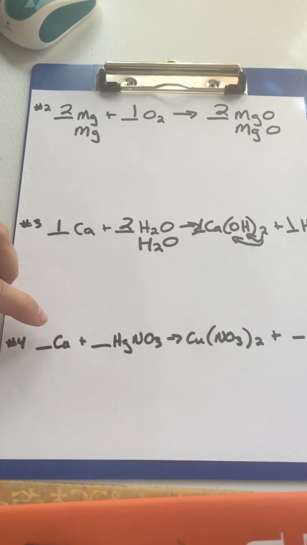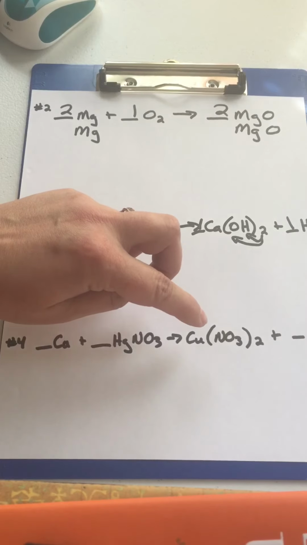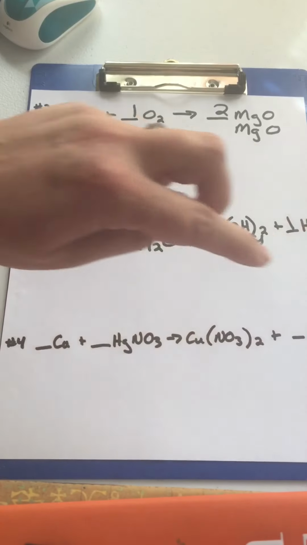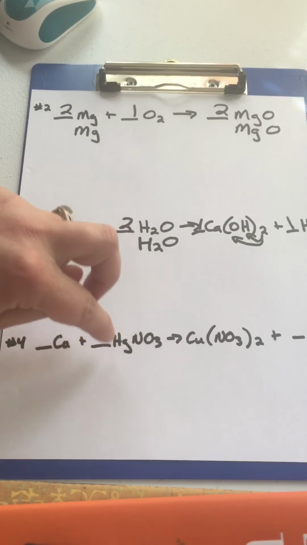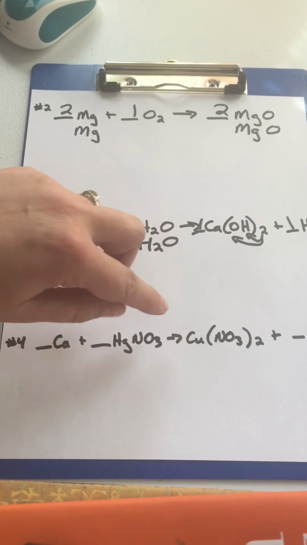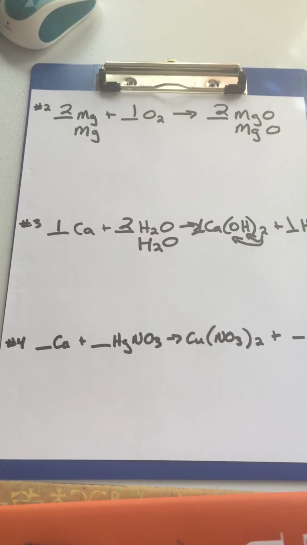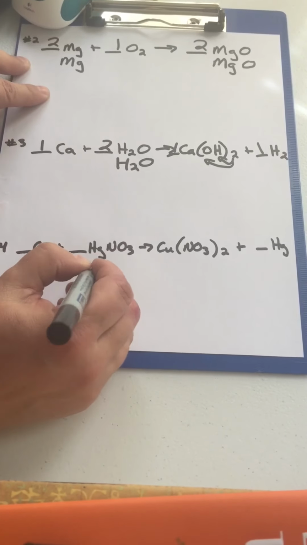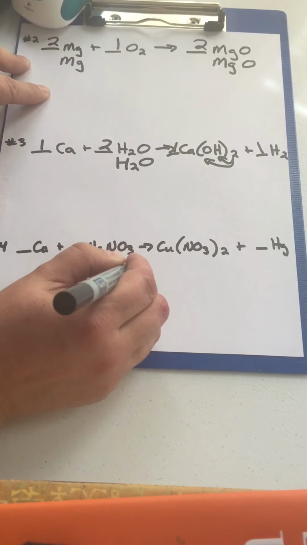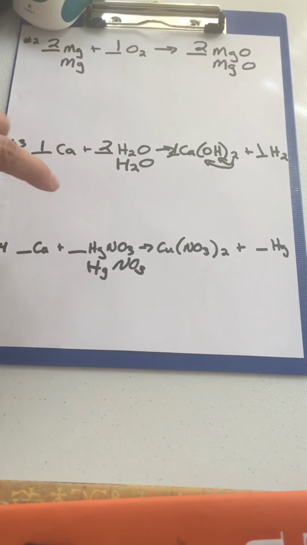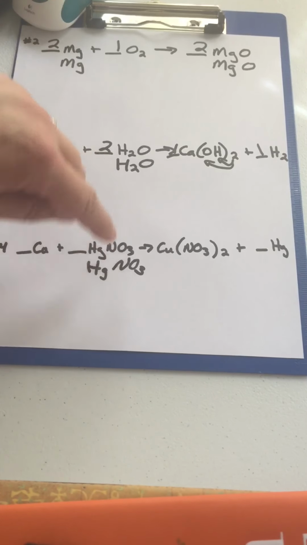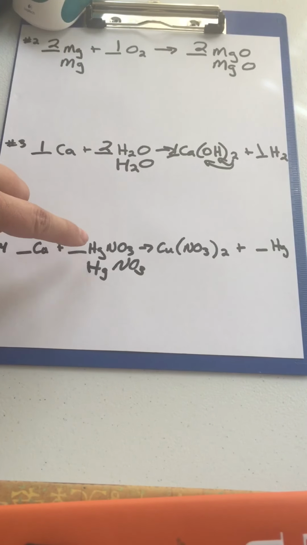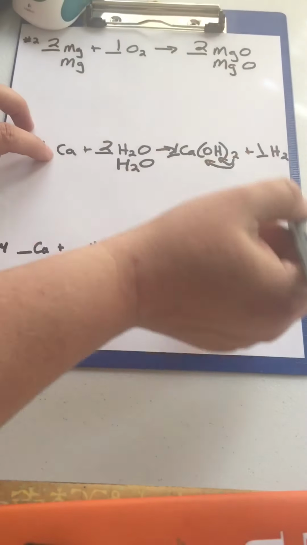I've got a copper on this side and a copper on this side. And I've got mercury on this side and a mercury on this side. I've got NO3. I have 1 chunk of the NO3, but I have 2 chunks of the NO3 on this side. So what do I need to do? I need to add an HgNO3. So now I have 2 chunks of NO3 and 2 chunks of NO3. But when I did that, I added 2 mercuries. So I have to add a second one.